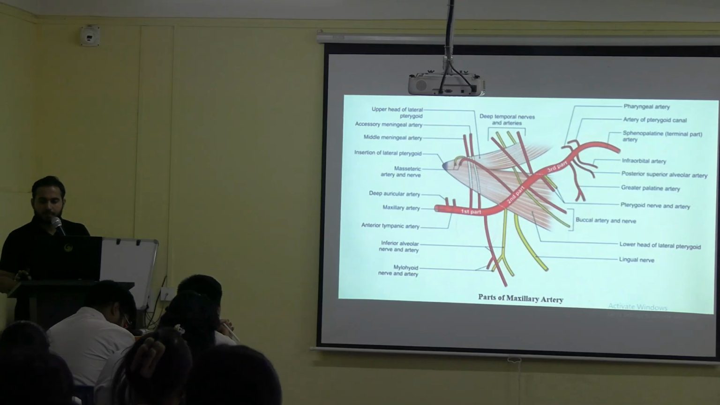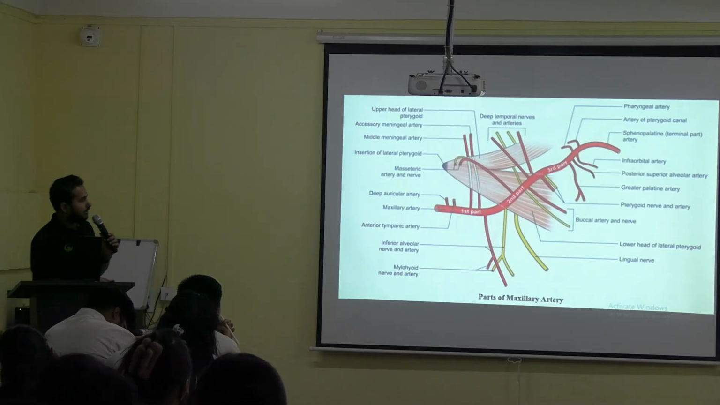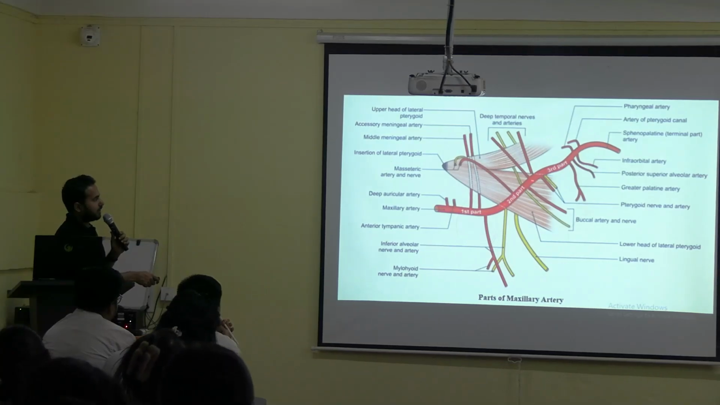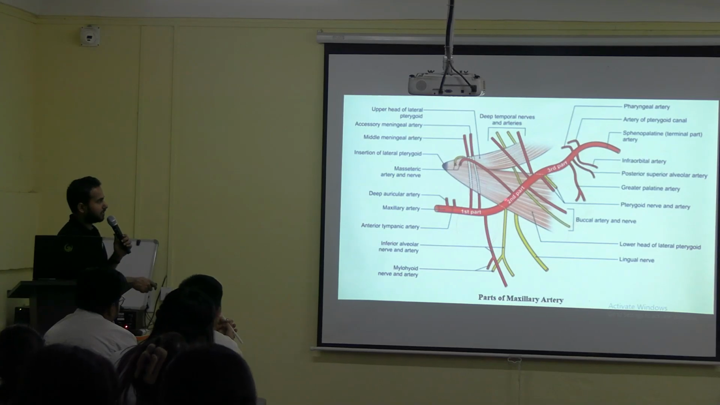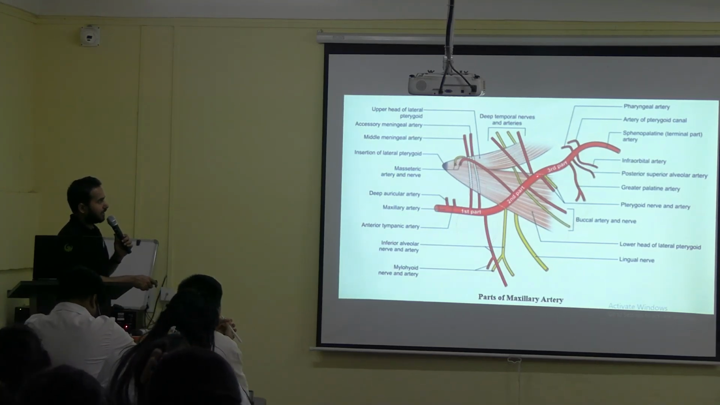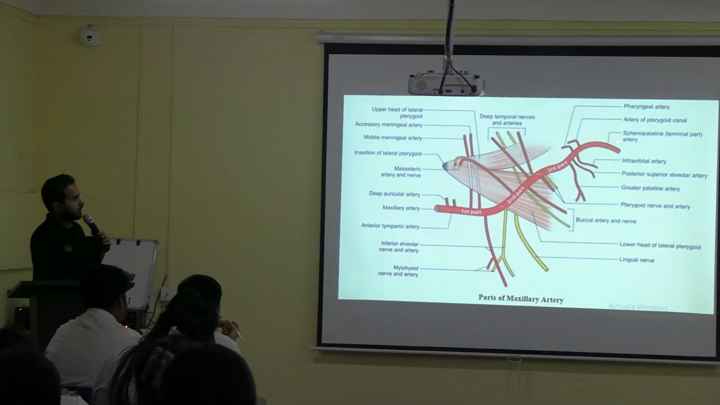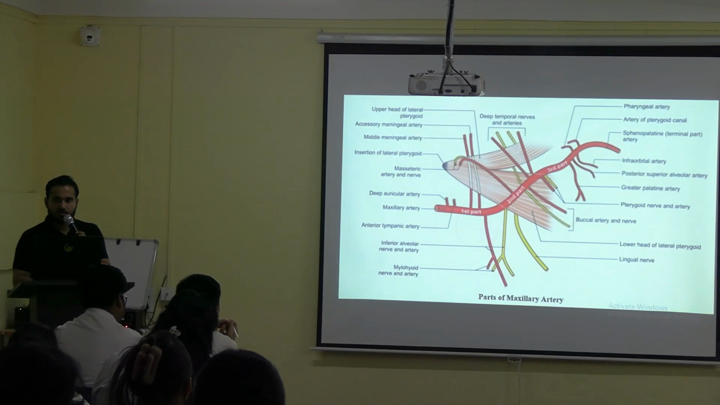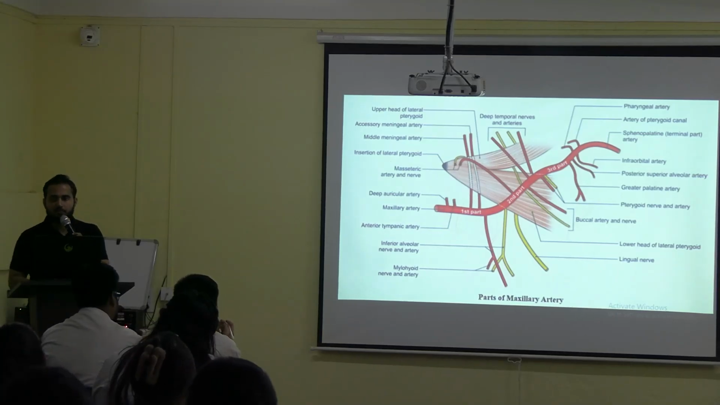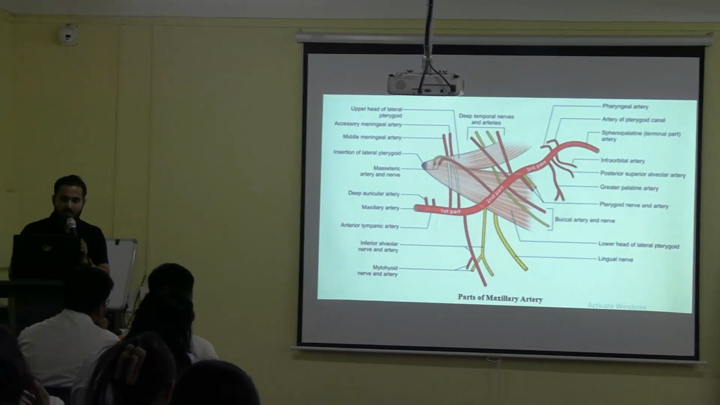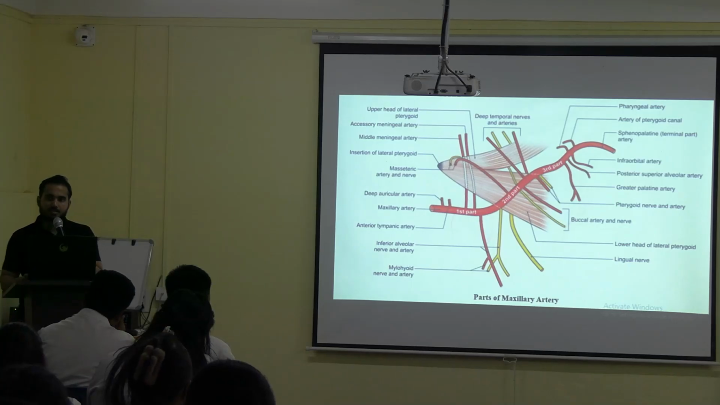Now this first part is accompanied by a very important nerve called the auriculotemporal nerve. Next is the second part, from the lower border of the lower head of the lateral pterygoid muscle to the upper border of the lower head of the lateral pterygoid muscle. That is the extent of the second part, and it goes superficially. And after that, from the upper border of the lower head of the lateral pterygoid muscle to the pterygomaxillary fissure. From there, it will enter the pterygopalatine fossa, where it will terminate. So that is the third part.